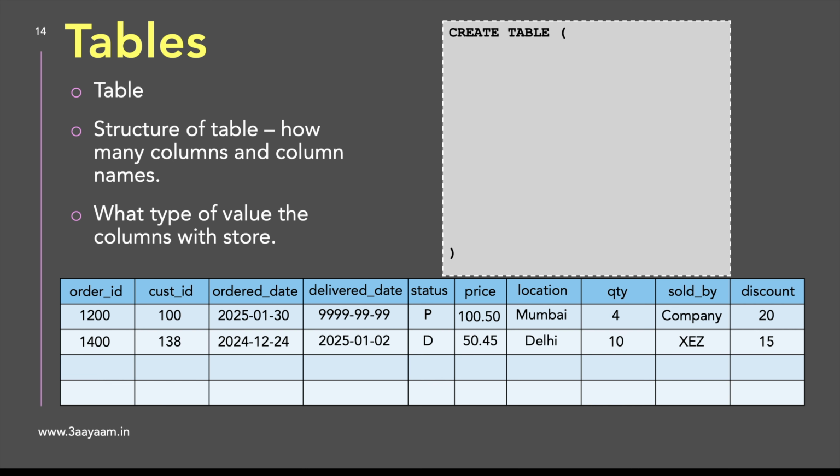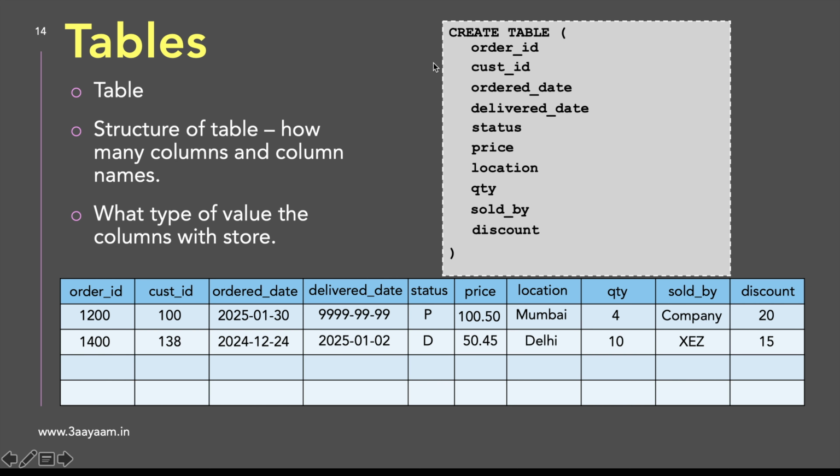And we use the create table statement. And this is the SQL statement. So create table, after we mention create table, we mention the column names. Right. Now, as I said, what type of value the columns will store, we have to mention that also. But how do I mention that? So it looks like order ID contains numeric values and so does customer ID. But order date and delivered date contain date values. Status is P and D, which is basically text, right?